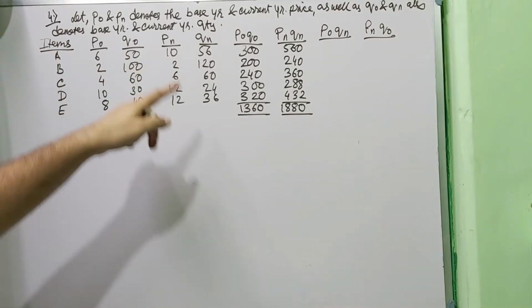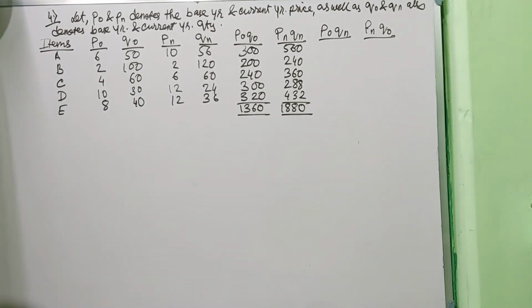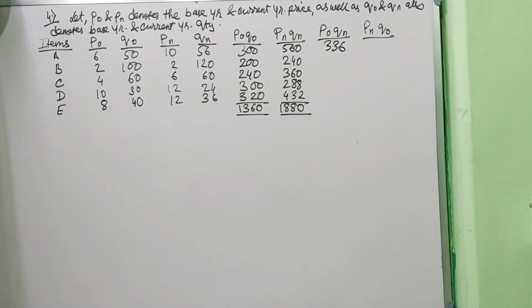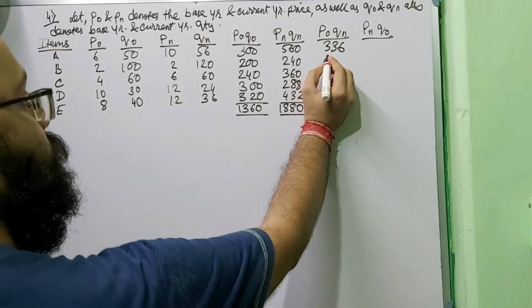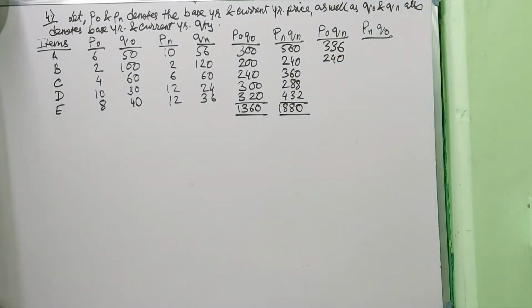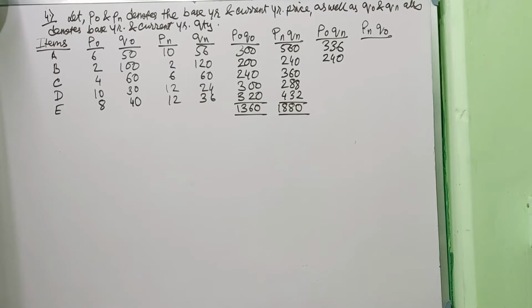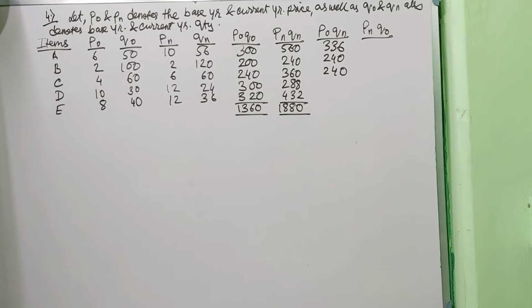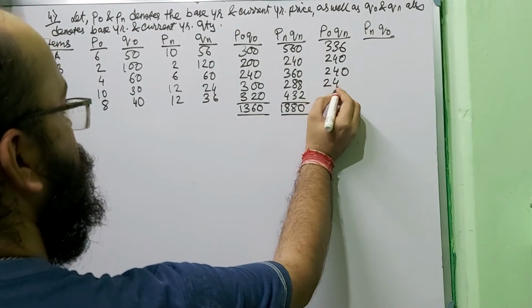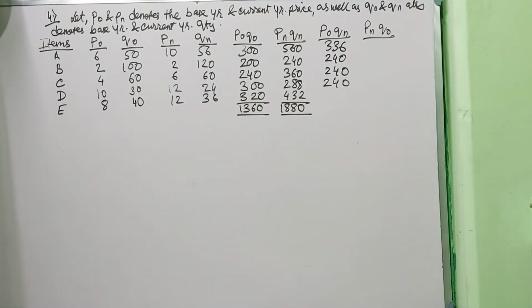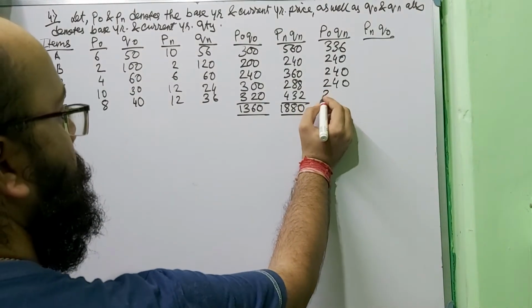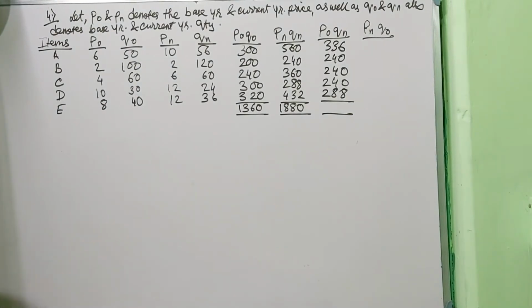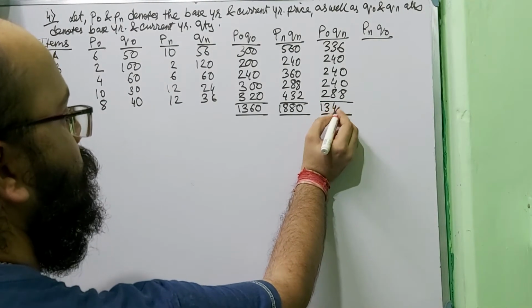P0Qn: 6 into 56 is 336, 240, 240 again, 288. We added up, the total is 1344.